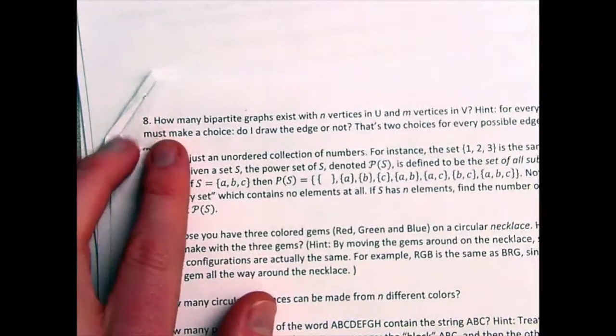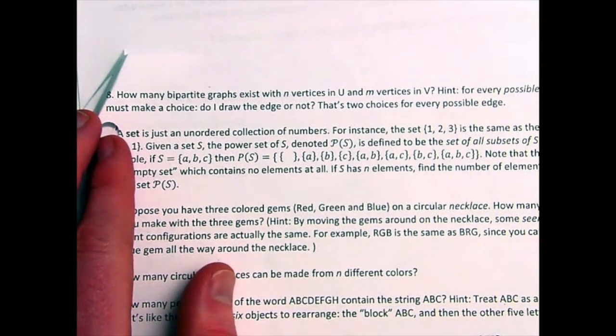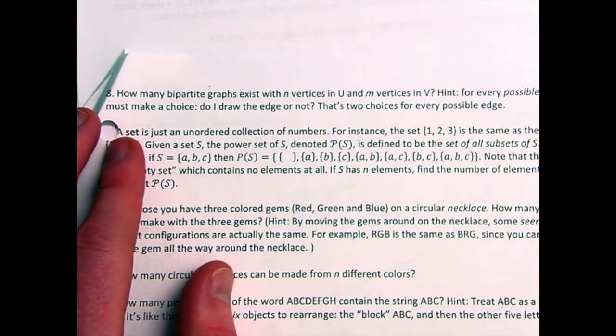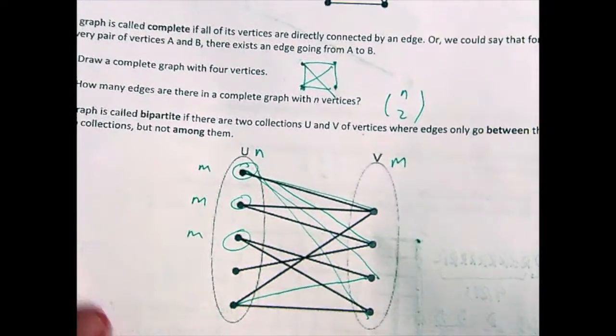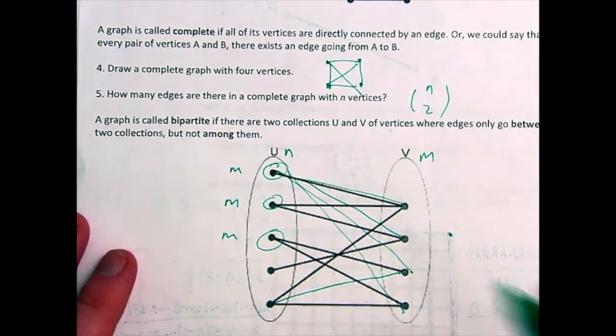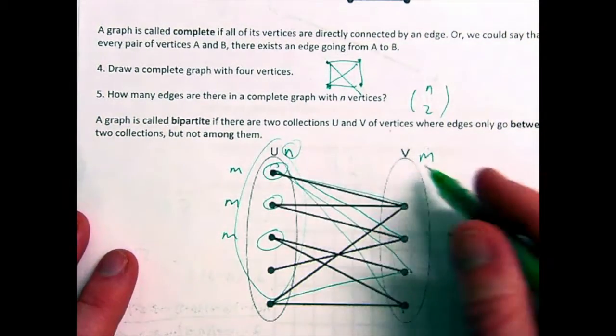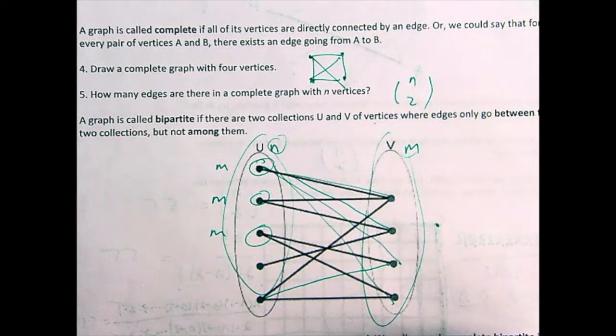Okay. Now here's question number 8. How many bipartite graphs exist with n vertices in U and m vertices in V? So similar to number 7, except that I'm asking you how many bipartite graphs exist if there are n vertices in the first group and m vertices in the second. So I'm not saying a graph has to be complete.